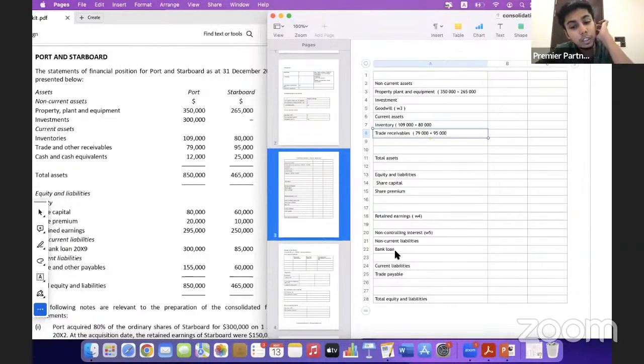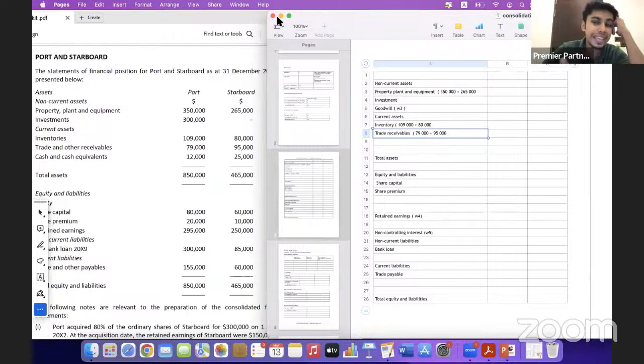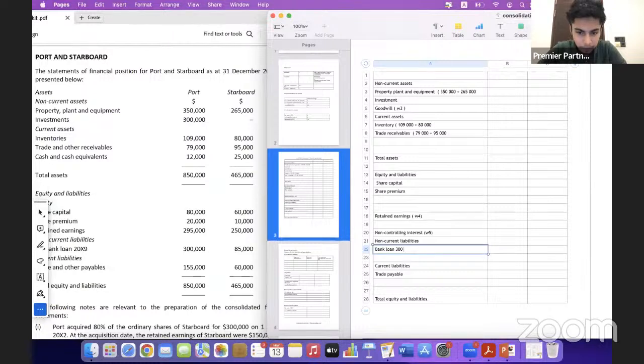Right. Then, guys, the paper also asks bank loan and trade payable. Guys, same story. If you are dealing with a liability, then what you need to do is that parent liability needs to be added with the subsidiary liability. Same way. Take the parent liability, add with the subsidiary liability and show. That's all, right? For an example, guys, now bank loan, where parent bank loan is 300,000. While the subsidiary bank loan is 85,000.